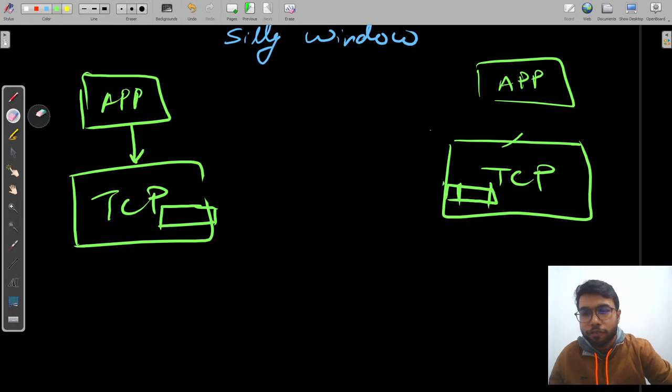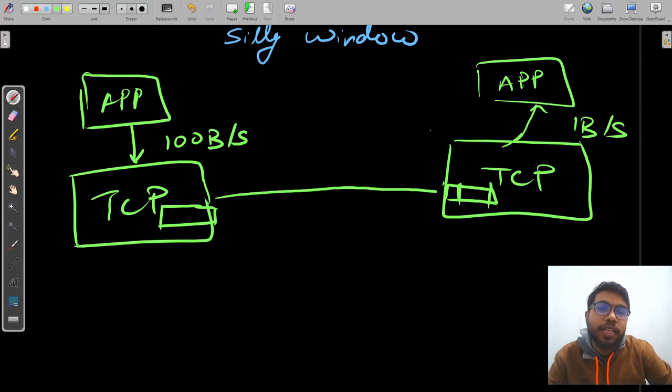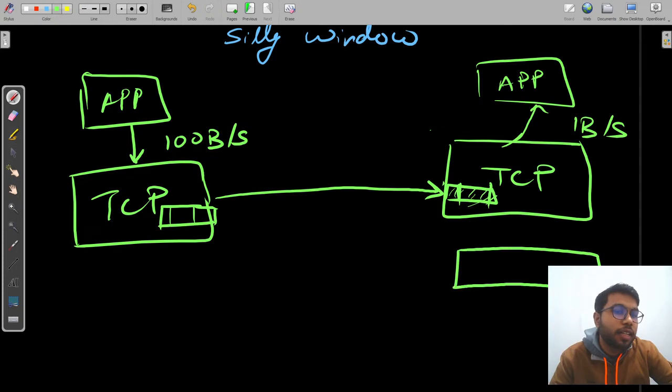Now what if my sending application produces data at a decent pace, but my accepting guy can only accept it at 1 byte per second? So what is going to happen? What's going to happen is this guy is going to send 100 bytes every second, right? So eventually my buffer is going to get filled at my receiving end, right? So at my receiving end, my buffer gets filled.